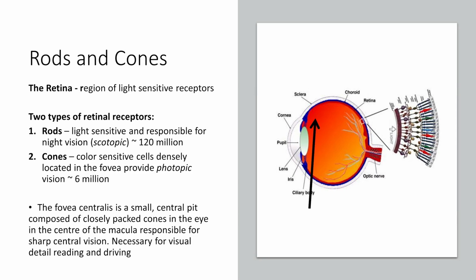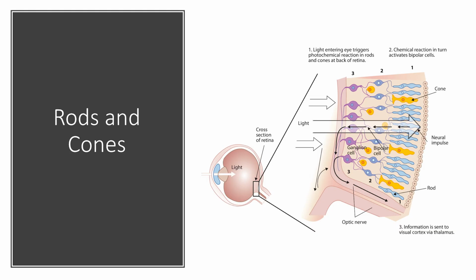The retina is the region of light-sensitive receptors at the back of the eye. There are two types of receptors: rods that are light-sensitive and are responsible for night vision, also known as scotopic vision, and we have approximately 120 million rods in the eye. Cones are color-sensitive cells that are densely located in the fovea and provide color vision, known as photopic vision. We have substantially fewer cones with only about 6 million.